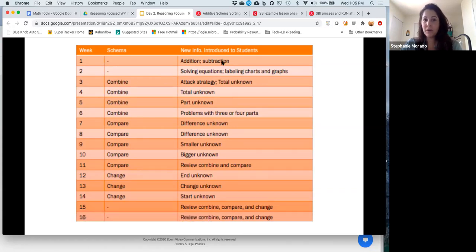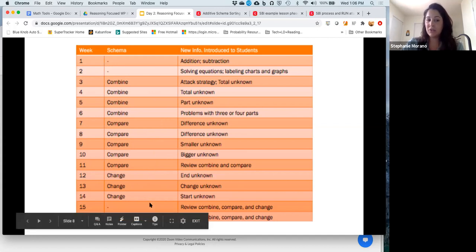So you would spend your first 2 weeks reviewing pre-skills, basically to get students ready for the word problem instruction. And then you would start with combined schema instruction, spend several weeks on combined instruction, moving across the different problem types, then go to compare schema instruction, and then go to change schema instruction at the end. And then some cumulative review.